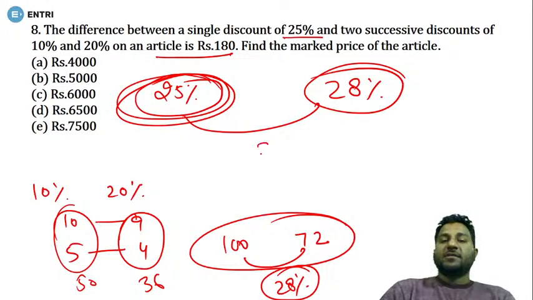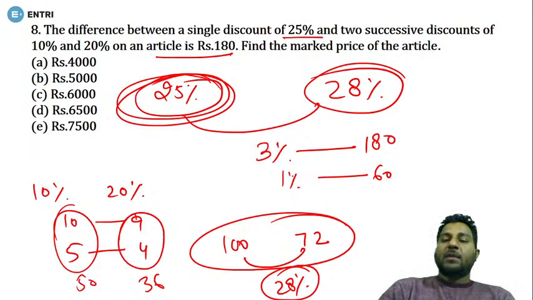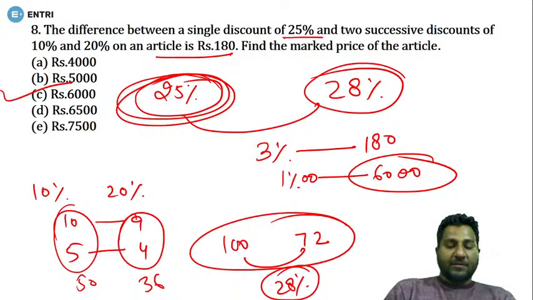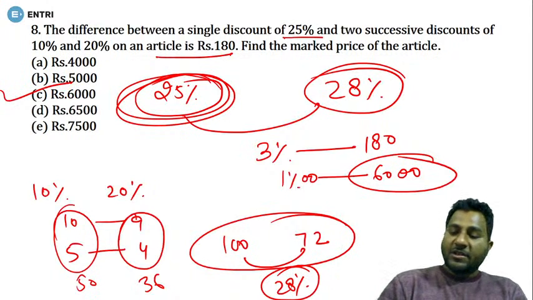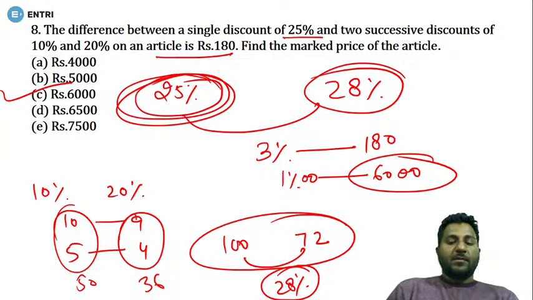The clear difference is 3% discount. That has to be equal to 180. So 1% equals 60. That means MRP must be 100%, so 6000 is the correct answer. Yes, Sharat. Sharat is really spot on.